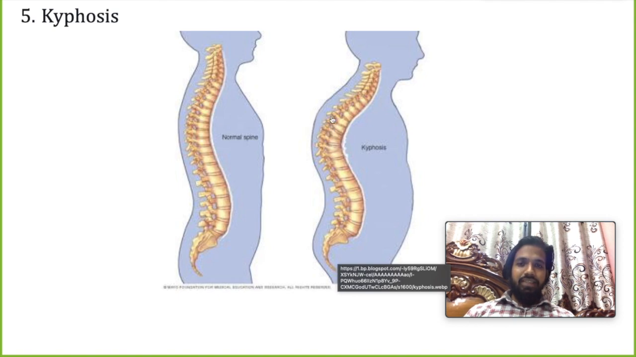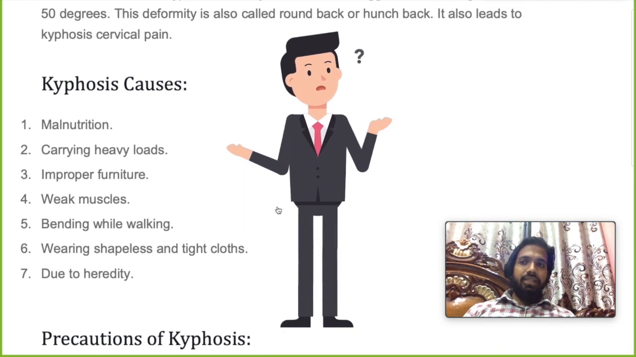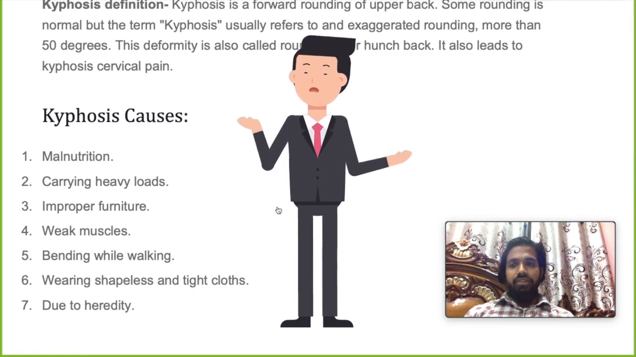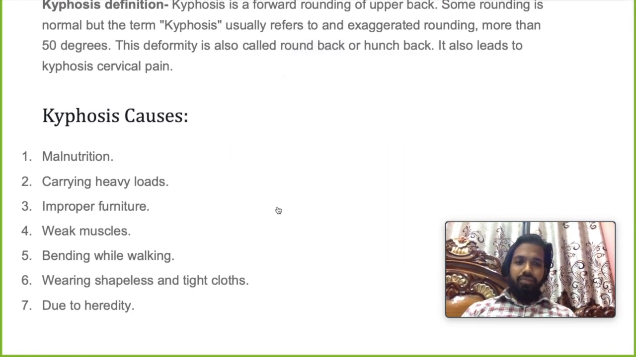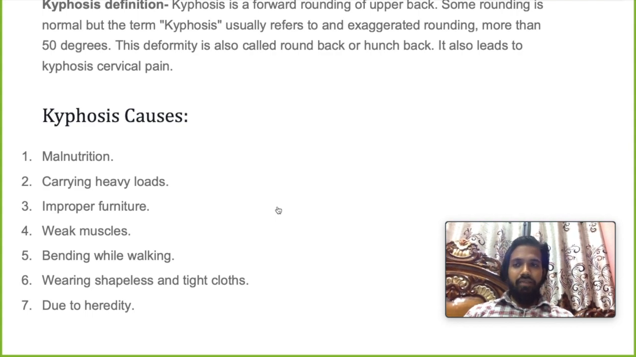So this is the case where the curvature of the normal spine goes extra outwards, and here this particular hip region of yours will go inside, unlike lordosis, and the shoulder region, the back region of your spine will be bulging out. What are the causes that can basically cause kyphosis? Malnutrition. If you are having an improper diet, it will cause you lordosis or kyphosis both.